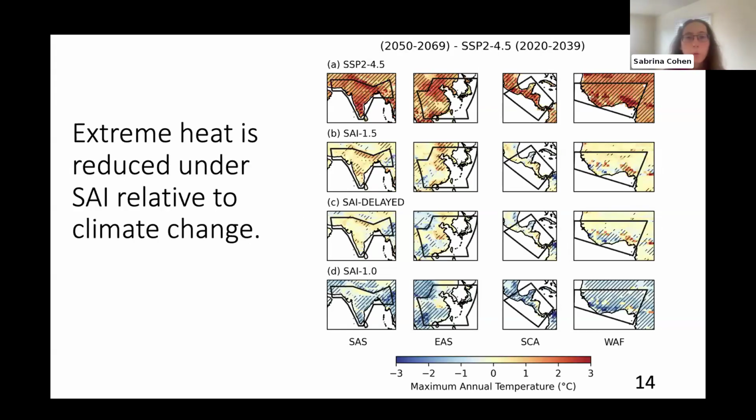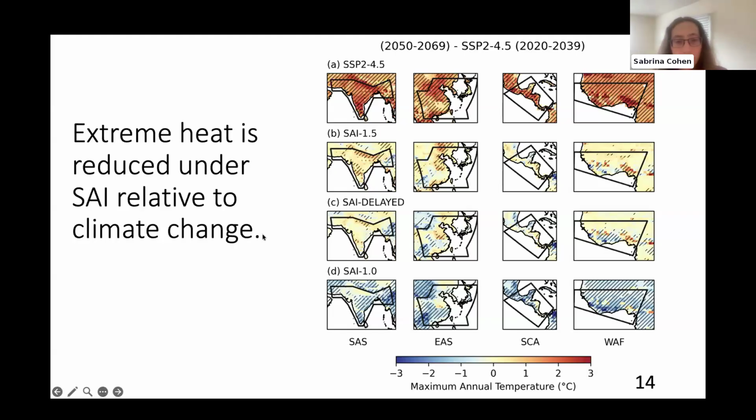All right. So I'm going to show, again, I mentioned there's a lot of panels and things going on in these figures, but I'm going to direct your attention to the most important components. All right, so the next big idea is that extreme heat is reduced under SAI in these regions relative to climate change. So what I'm looking at here is the change. We're comparing the 2050 to 2069 period relative to the 2020 to 2039 period. This is the change in the maximum annual temperature. So this is an indicator of extreme heat. Think, in a given year for a given place, the highest temperature that that place experiences.